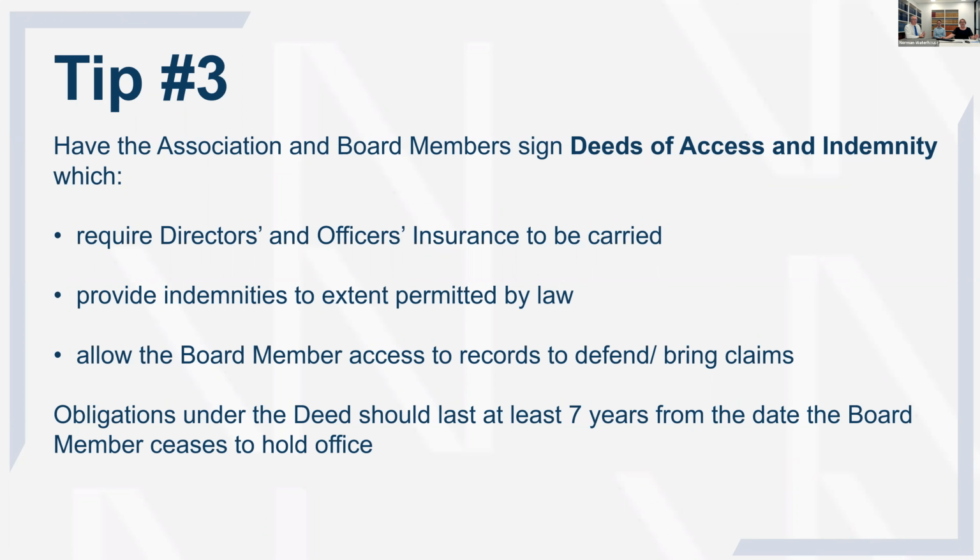And these arrangements should be in place for at least 7 years from the date the board member ceases to hold office. The reason for that is that under the Statute of Limitations Act, any person who's got a claim has at least 7 years for most kinds of claims to issue proceedings. So it's handy to have these deeds of access and indemnity, and we would recommend that they be entered into, or failing that, there be an attempt to cover these kinds of things in the association's constitution.